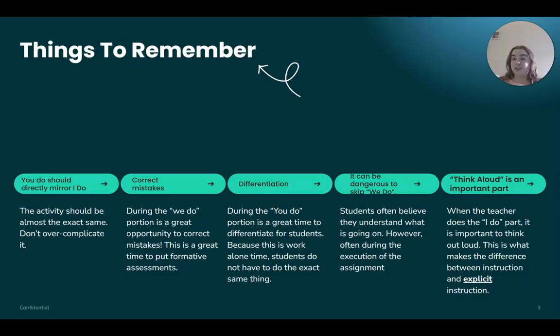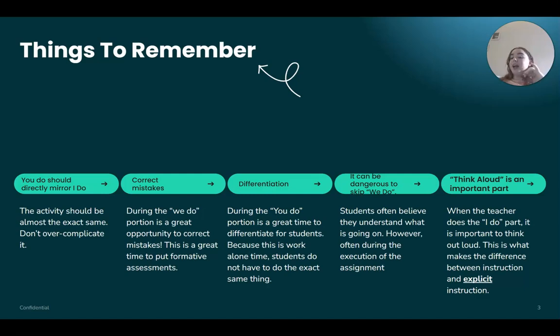It can be dangerous to skip the we do, the next one. This is because students often think they understand what's going on. And so if you just show them and then let them loose and grade them on that, they could very well be doing it wrong and they would never know. However, often during the execution of the assignment, the student would realize that they were doing it wrong and all of that.